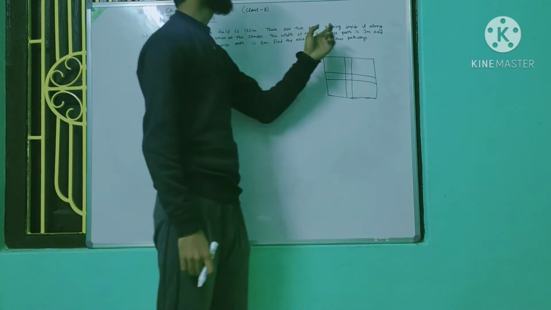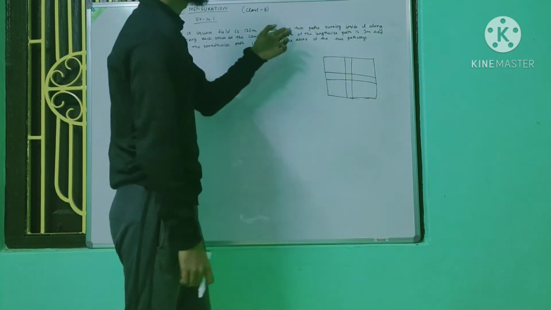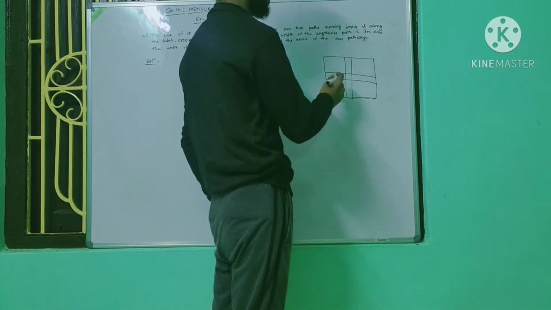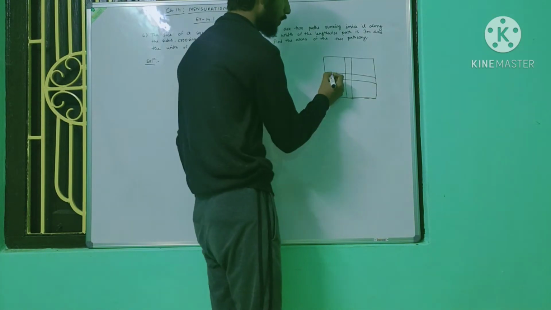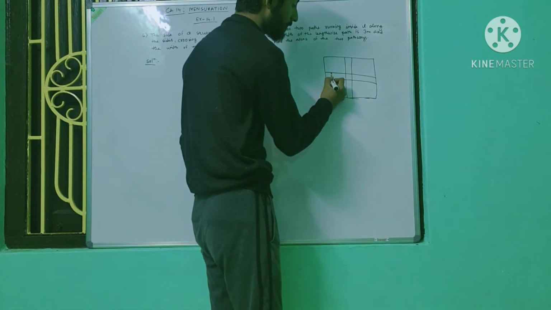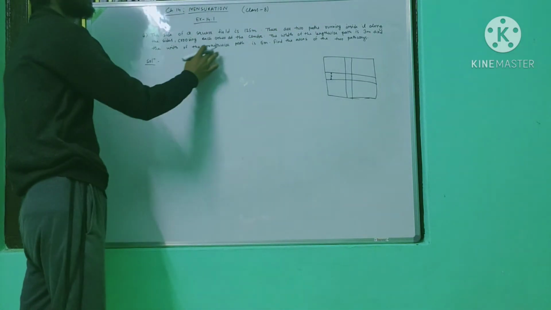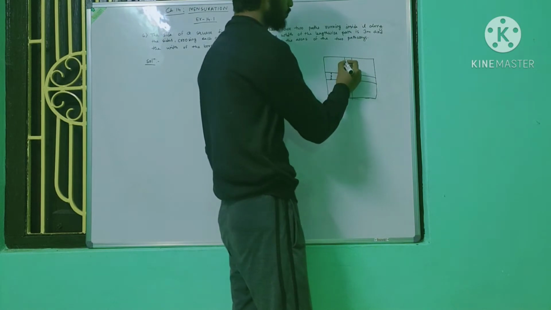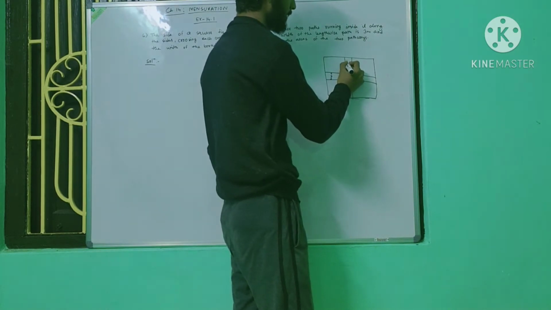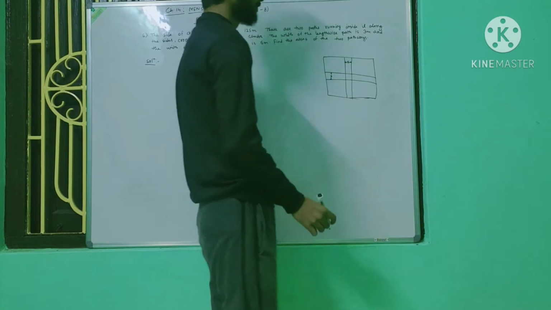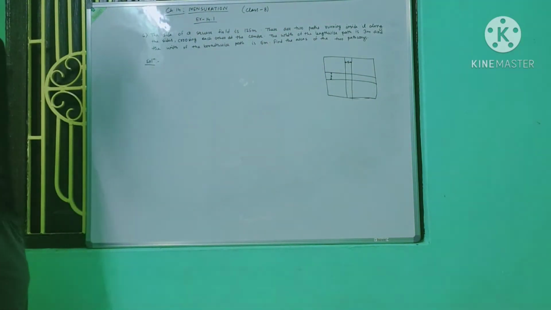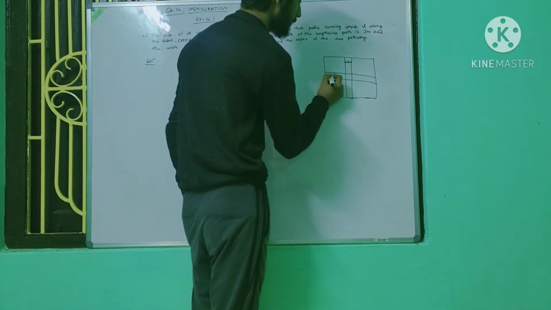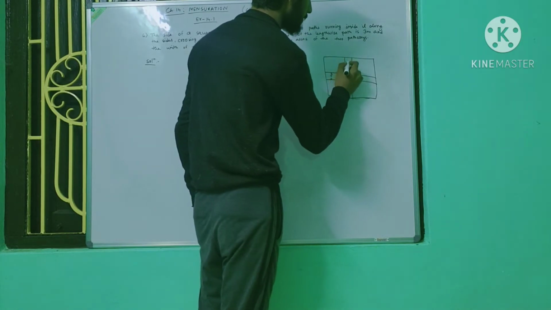The width of the lengthwise path. That means this one. Lengthwise path is this one. So, what is the width? Width is 3 meter. And the width of the breadthwise path. Breadthwise path means this one. So, what will be here? Sorry, there is a mistake. Here will be 5 meter and here will be 3 meter. Okay.